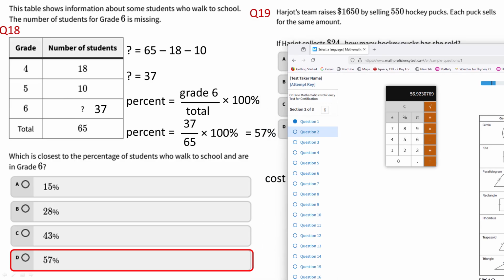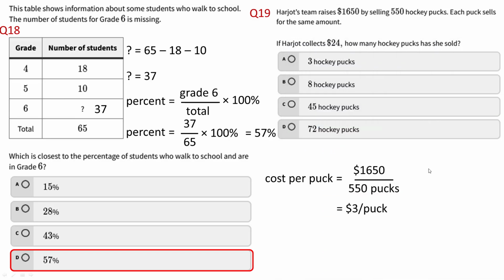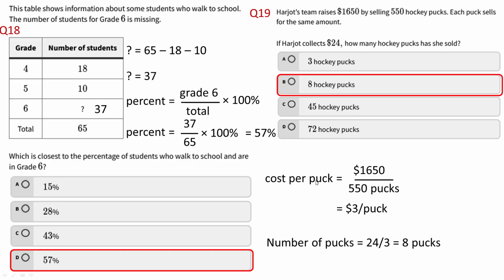So if you divide that, $1,650 divided by 550, so $3 per puck. And she collected $24, so you got to figure out what you multiply 3 by to get 24. So that's a division question. So we go 24, what she got, divided by $3 per puck. So she actually must have sold 8 pucks. So 8 is the correct answer for question number 19.